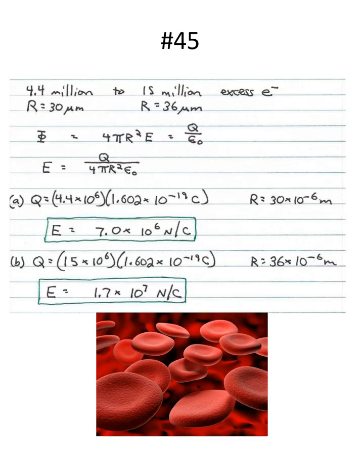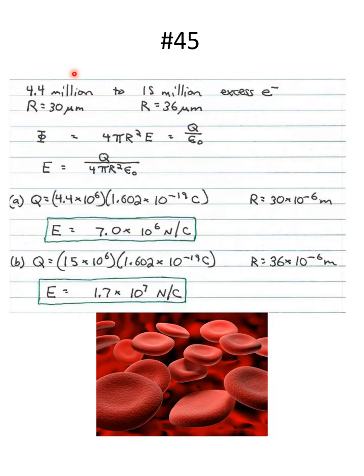Number 45, a biology application. It says a study shows that mammalian red blood cells, RBCs, carry electric charge resulting from 4.4 million excess electrons in rabbit cells to 15 million in human cells. Excess electrons spread over their surfaces. Approximating rabbit and human RBCs as spheres with radii 30 micrometers and 36 micrometers respectively, find the electric field strengths at the cell's surfaces.